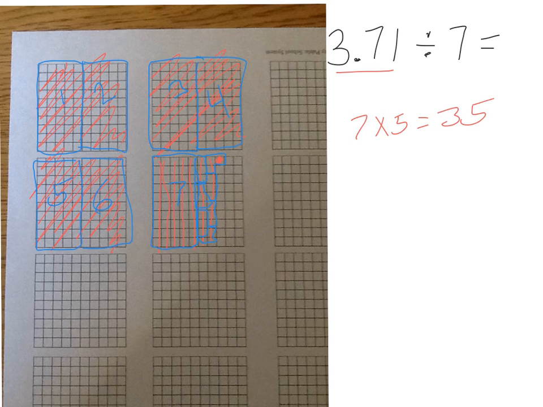So now I need to look at how much each group is worth. And so if I look at the first group I colored in over here, we had 5 tenths, and then each of the groups with the hundredths were 3 hundredths. So I have 53 hundredths. So that is my answer: 3 and 71 hundredths divided by 7 would equal 53 hundredths.